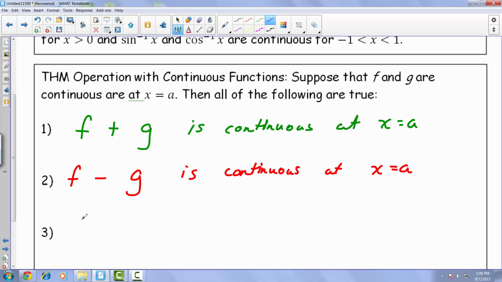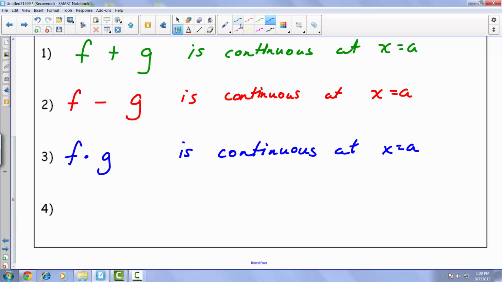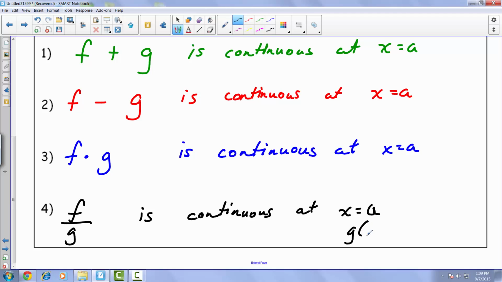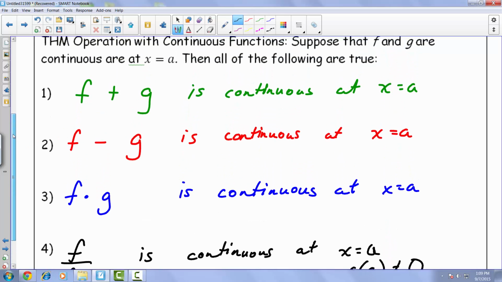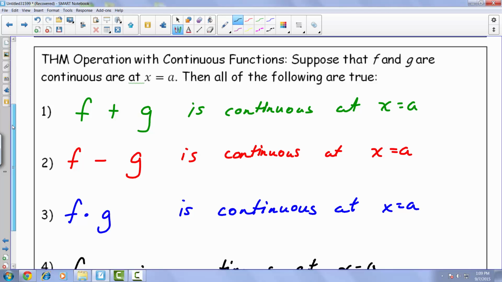If you are multiplying these two functions together, as long as both of them are individually continuous at the specific a value, then the product will also be continuous at that value. And then likewise, division. This last one works just as long as that bottom function is not 0 when we plug in that a value. So this might seem a little confusing for right now, but we're going to see various examples of how this holds true.